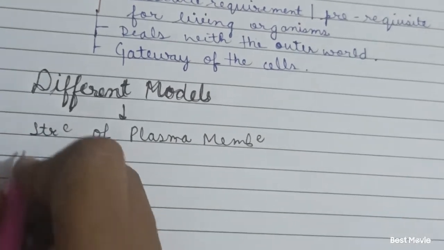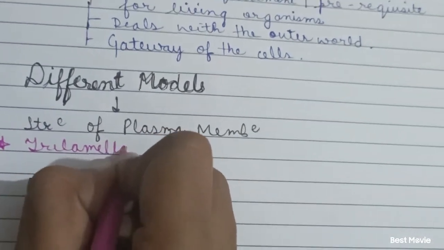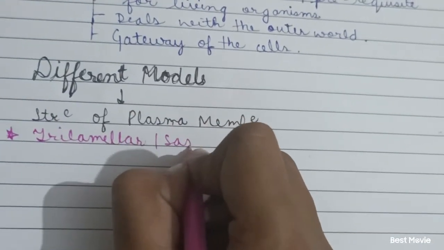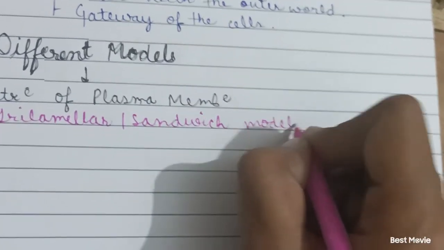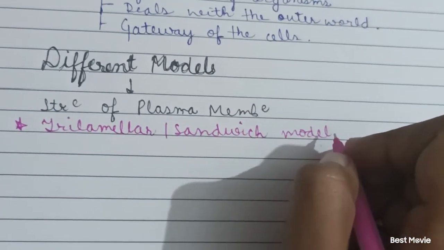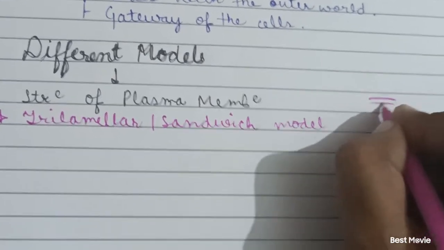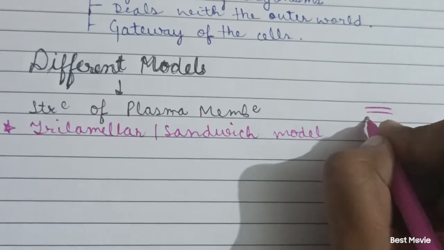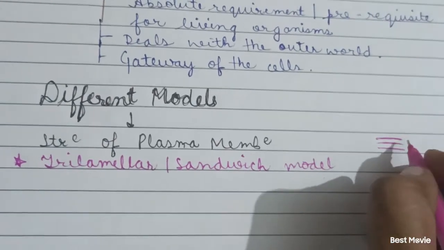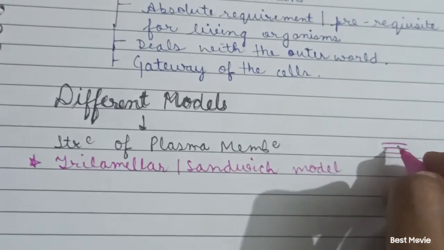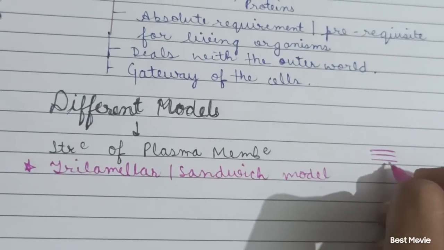The first of all was the trilamellar or sandwich model. Now you would think, how did it come to be called the sandwich model? I hope everybody has eaten a sandwich at least once in your life. A sandwich comprises one layer of bread, then a layer of stuffing, and again a layer of bread. This represents trilamellar, where lamellar refers to layers. So trilamellar refers to 3 layers. A sandwich has 3 layers as well, as I told you right now.